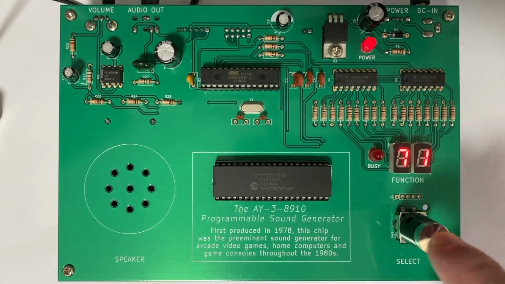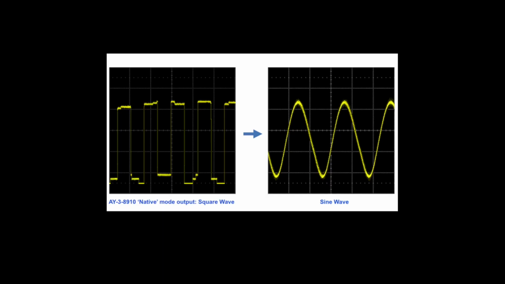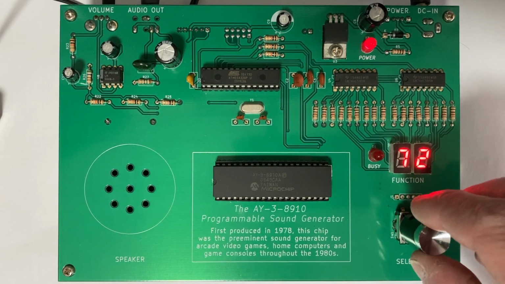In its native mode, producing sound using the 3 tone generators, the waveforms are largely square wave in shape. Very different to the sine wave which I'm aiming to recreate. The ultimate aim, of course, is for me to be able to reproduce speech using this chip.